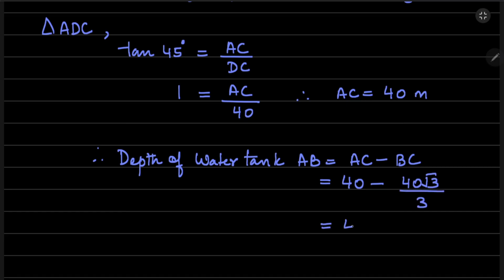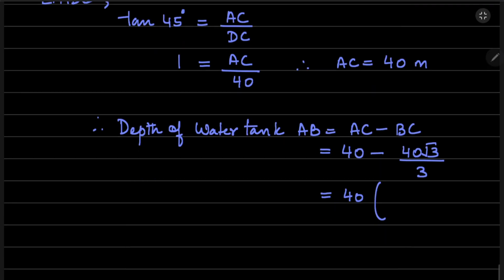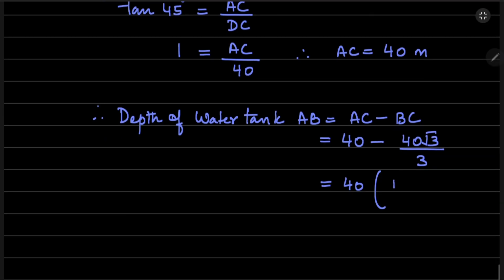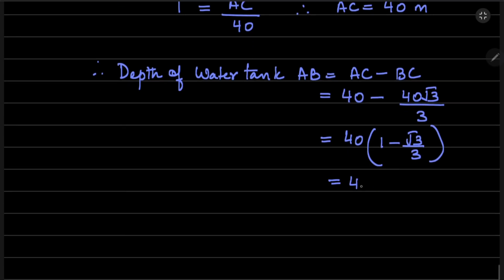Take 40 common out. So you will have 1 minus, or else you can just take the LCM also. 40 you can take out common. So 1 minus root 3 by 3. This is what you're left with, or you can take the LCM inside. So 3 minus root 3 divided by 3. You can just leave it like this, meters. So that is the depth of the water tank.